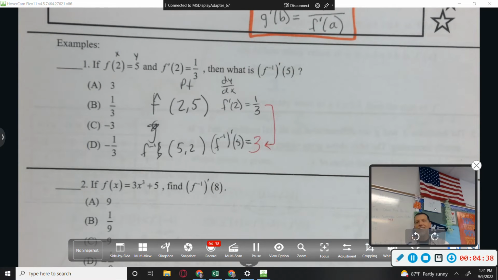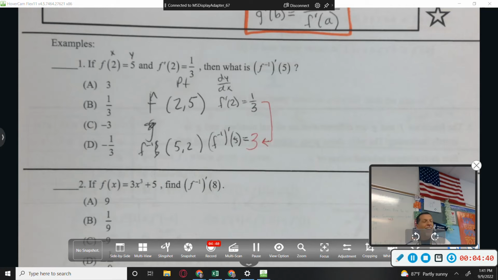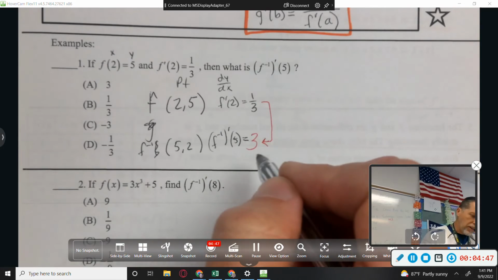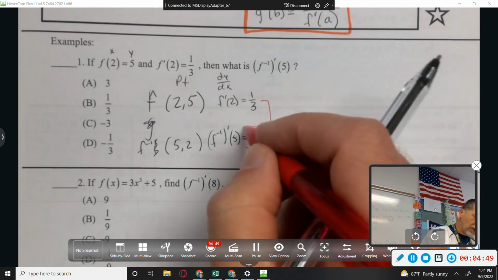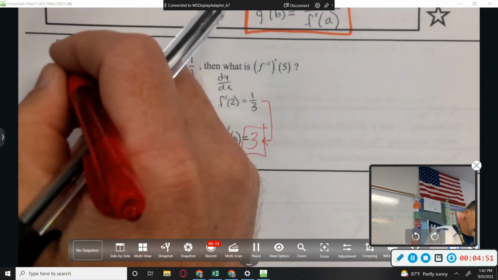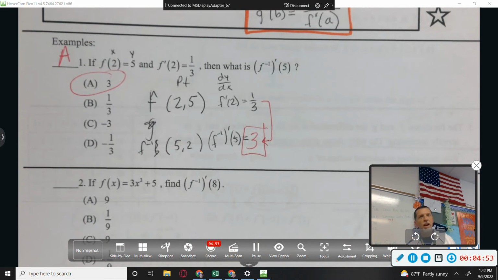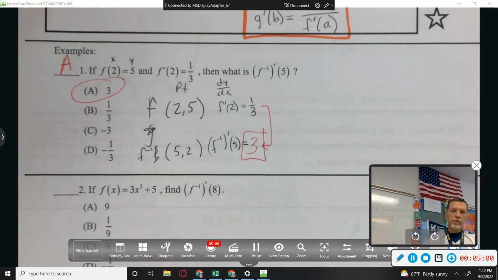Okay. So on a lot of these, the math really isn't that hard. Like, can you flip 1/3? Yep. But do you understand what's being asked? That's the hard part. So my answer is that box. So answer A. Well, that one wasn't too bad.